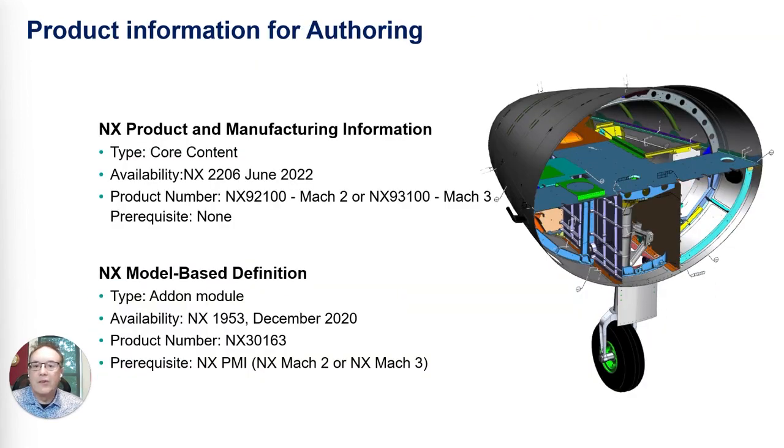So now on to licensing. This is the first of two slides to cover both your authoring as well as your consumer licensing options. PMI is now a core content inside of the NX CAD, both Mach 2 and Mach 3 bundles, while MBD is an add-on for either of the Mach 2 or Mach 3 licenses. I've included the product numbers for all those solutions here as part of your reference material to take away.